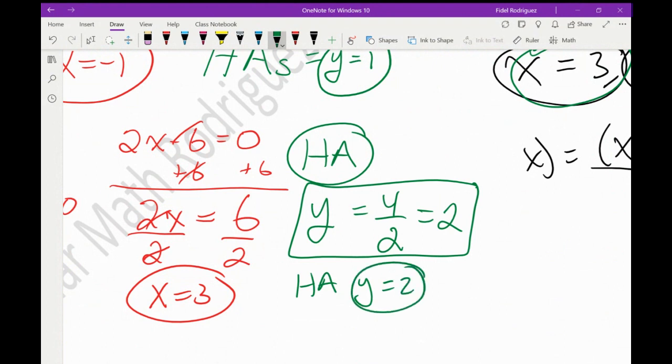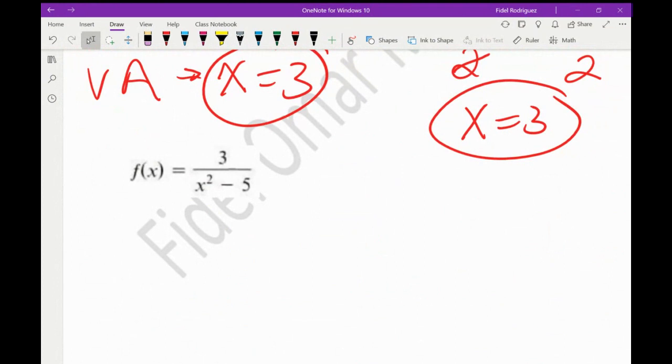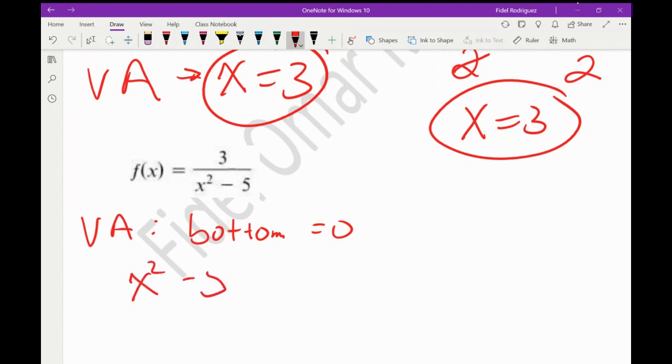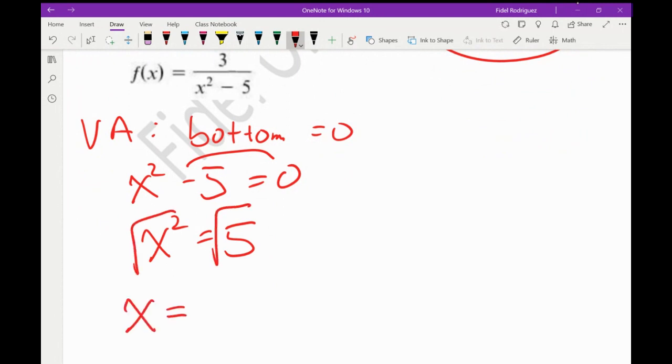Now, let me do the same thing for the third one. Okay? So I'm going to come to my third problem, right? And we're going to do the same thing over again. We're going to say, let's find our vertical asymptote. So remember, the vertical asymptote is what makes the bottom equal to 0. So I'm going to take the bottom piece right here, x squared minus 5. I'm going to set it equal to 0. So when I move the 5 over there, I'm going to get x squared is equal to 5. Now, because it's an x squared, I need to get rid of that square by taking the square root. So I'm going to get x is equal to plus or minus the square root of 5.